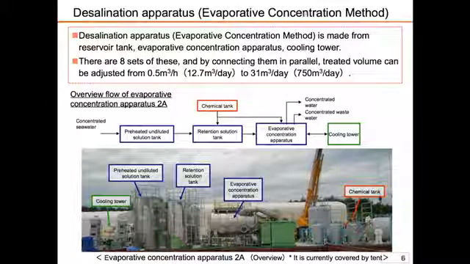This slide shows the construction of the evaporative concentration system 2A. You can see that there is a boiler horizontally installed in the center. This heats water and extracts salt. The system can treat a maximum of 750 cubic meters per day. However, we operate considering the balance of produced fresh water and stocked condensate salt water, like the RO membrane operation.